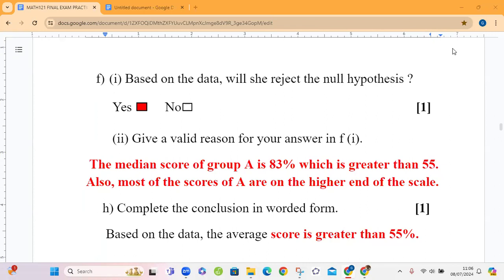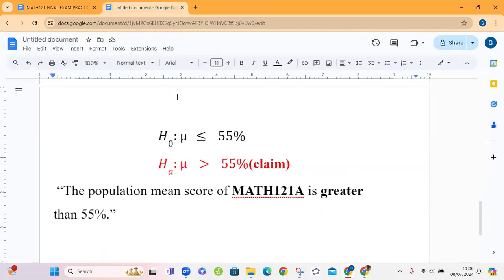Part F says, based on the data, will she reject the null hypothesis? So we have to see what the null hypothesis is saying. The null hypothesis is saying that the population mean is less than or equal to 55%. Is that true? So we need to look at the data.